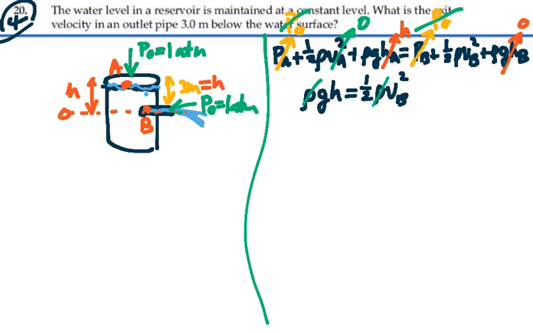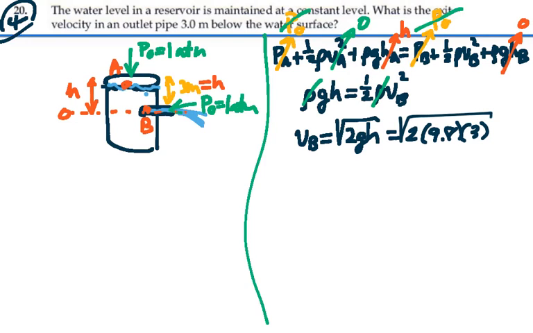Density will cancel out on both sides of this, and we're solving for the velocity of B, which is equal to the square root of 2gh. Sounds good, just like in potential energy for a mass. So this is going to be the square root of 2 times 9.8 times 3 meters, and that is equal to 7.67 meters per second. So that is the outflow through the pipe. It's 3 meters below the top of the reservoir, 7.67 meters per second.